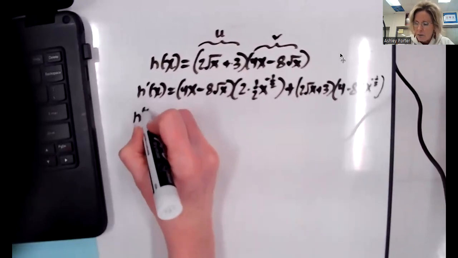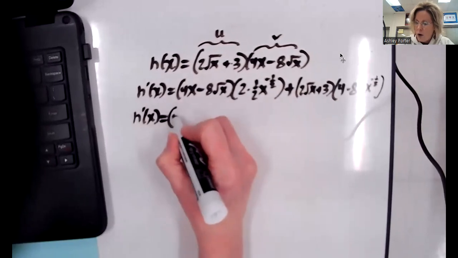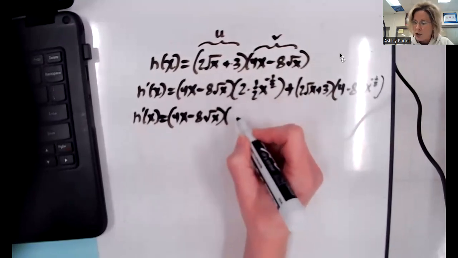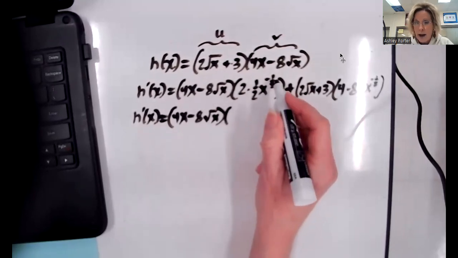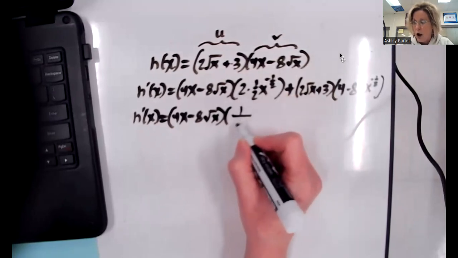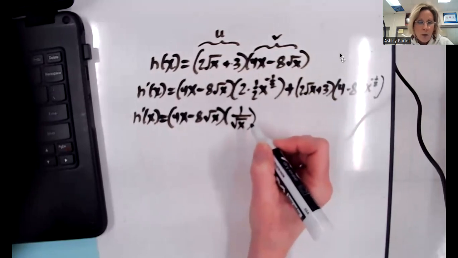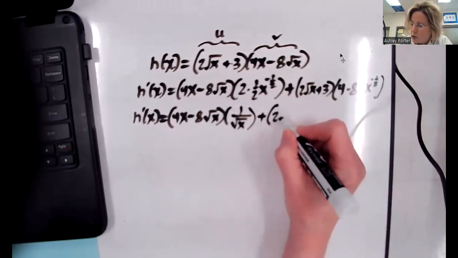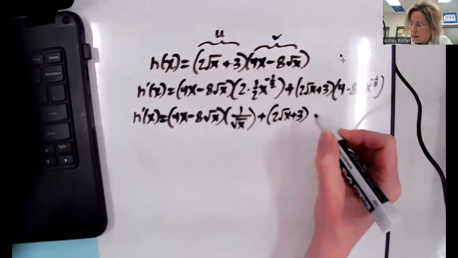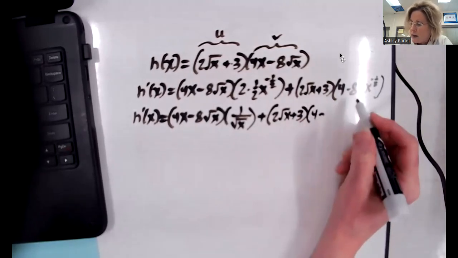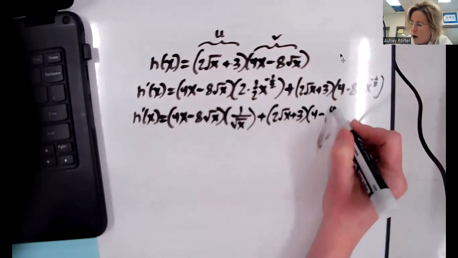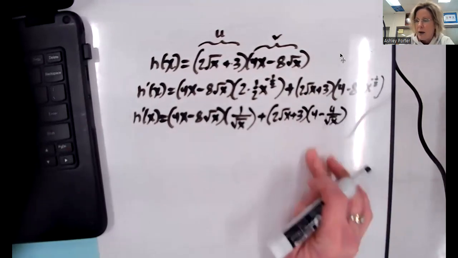Let's clean that up. So I have 4x minus 8 square root x. 2 times 1/2 here is just 1 x to the negative 1/2. So 1 over x to the 1/2, or 1 over square root of x. And you can operate with x with fractional exponents or using radicals, either way. Plus, here I'm going to have 2 square root of x plus 3. You're going to have 4 minus 8 times 1/2 is another 4 over x to the 1/2, or 4 over square root of x. Let me condense and make that look a little bit better.